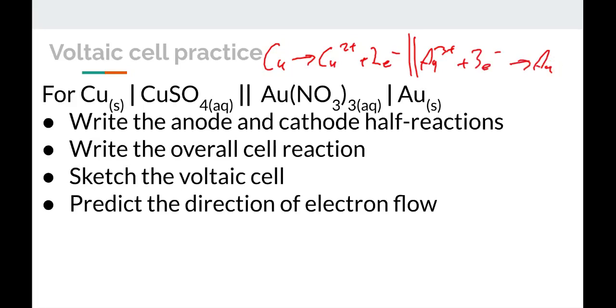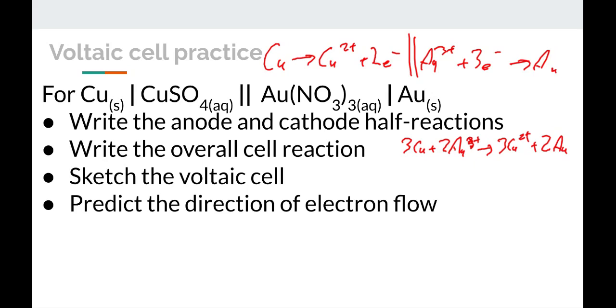Overall cell reaction: 3 electrons are gained by the gold reduction, and 2 are lost by the copper. So I'm going to have to triple the copper half reaction and double the gold half reaction. So it's 3 copper plus 2 gold 3+ makes 3 copper 2+ and 2 gold.